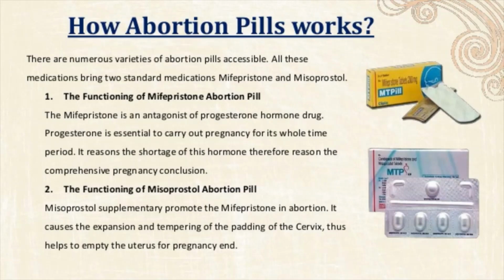Mifepristone blocks the hormone progesterone. So I'm telling you the mechanism of action, how this mifepristone works. It blocks the hormone progesterone, causing the lining of the uterus to thin and preventing the embryo from staying implanted and growing. And misoprostol, which is a different kind of medicine, causes the uterus to contract and expel the embryo through the vagina.